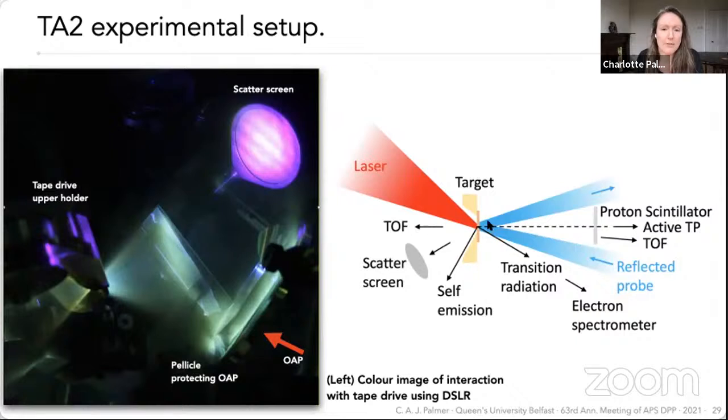We also had a reflective probe from the rear surface and a complement of particle diagnostics, including an electron spectrometer, 2 time-of-flight diodes, an active Thomson parabola, and a proton scintillator.